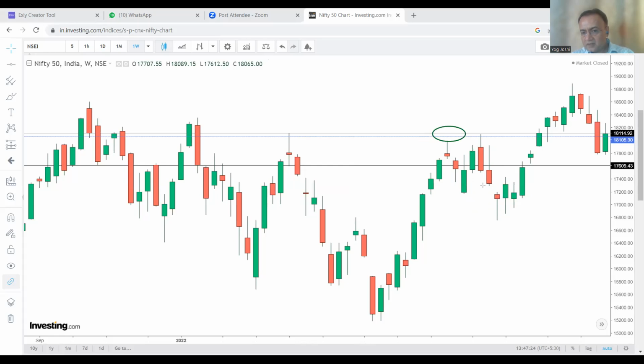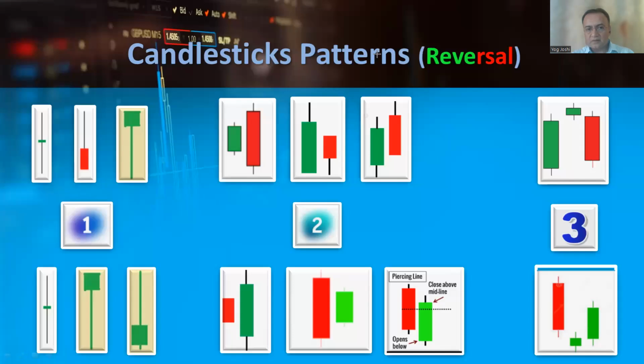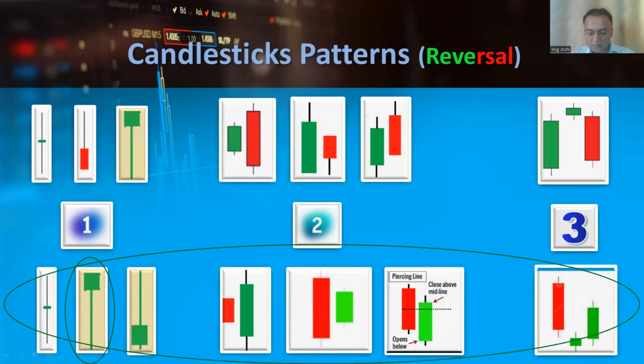This is a clear-cut hammer type candle. See in the presentation. This is a clear-cut hammer type candlestick pattern, irrespective of body color, whether it's green or red. This pattern comes at a downfall, at the bottom or downside of the chart. It indicates a bullish reversal.